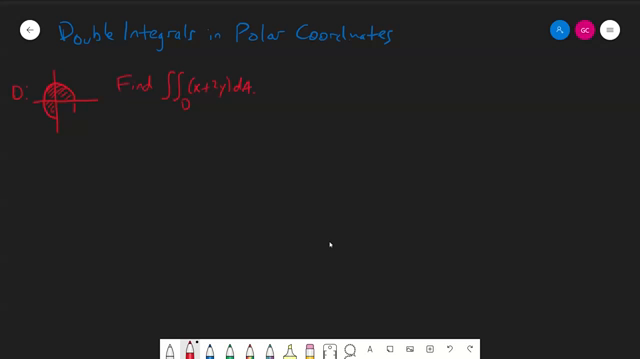Let's see how to set up a double integral in polar coordinates. Here we want to find the double integral of the function x plus 2y over this region, which looks like 3/4 of a circle of radius 1. So anytime your region looks like a portion of a circle or a region that's between two circles, that's typically a good time to use polar coordinates.